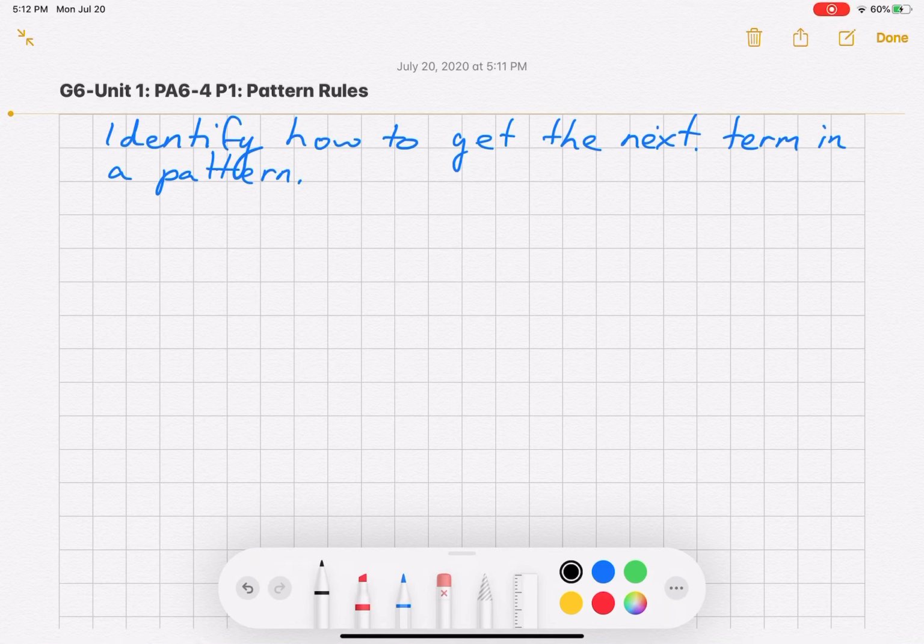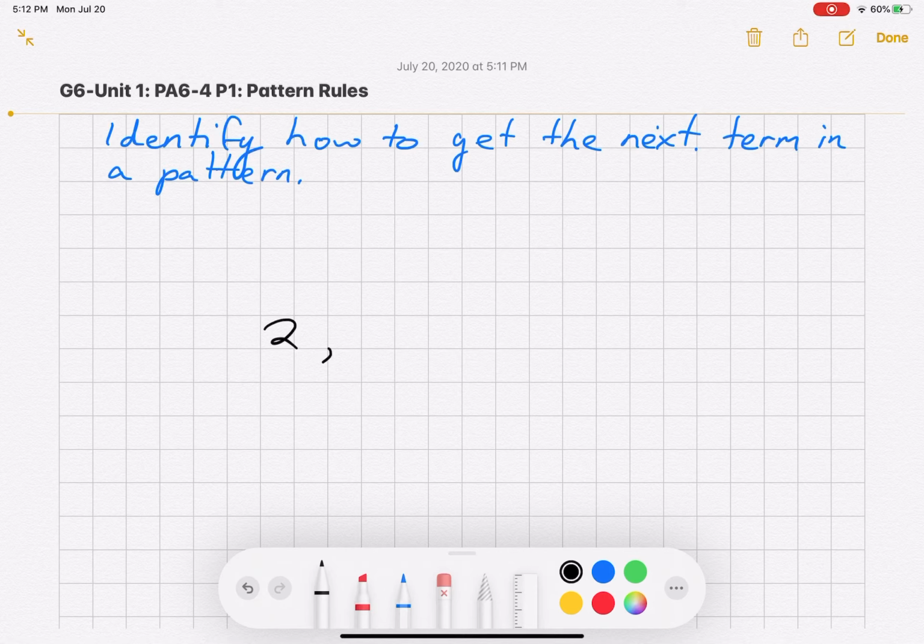All right, now I'm going to do pattern rules. So identify how to get the next term in a pattern. I want you to figure out what I am repeating over and over again, the operation that I'm doing.